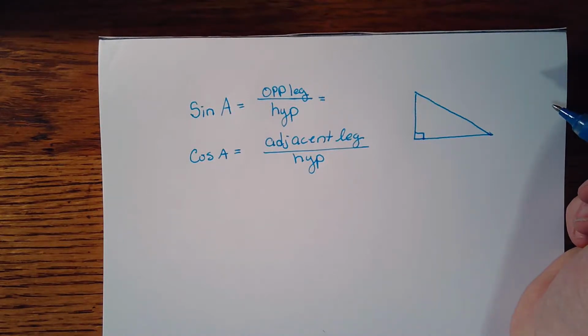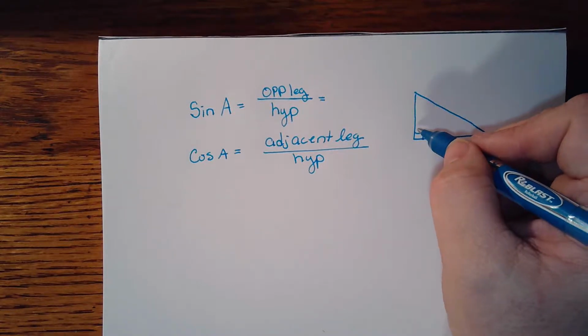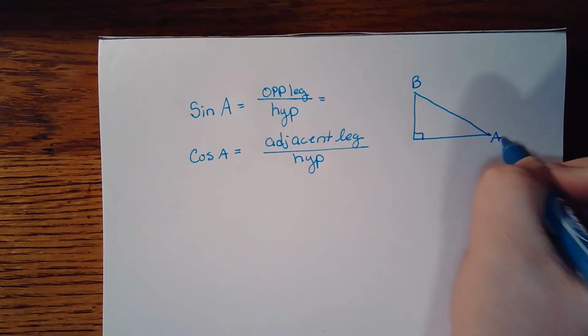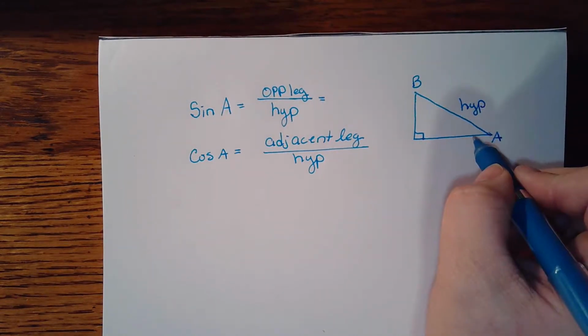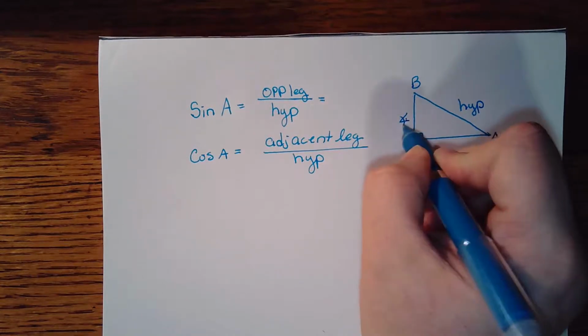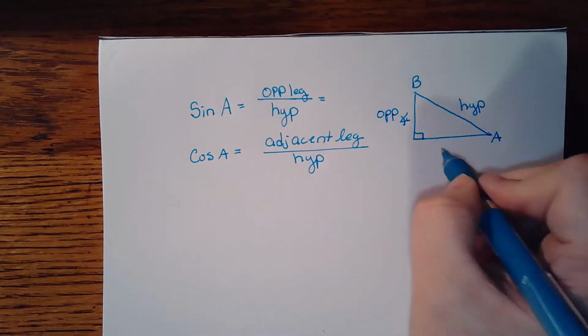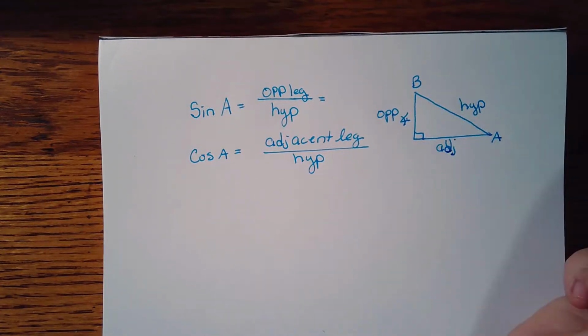So the right angle will never fit in that category. You'll never have to worry about that. So let's just label these. So this is B, this is A. So this right here, of course, is my hypotenuse. If we're talking about angle A, then this is an opposite and this is an adjacent. Okay. So let's get into a couple things.